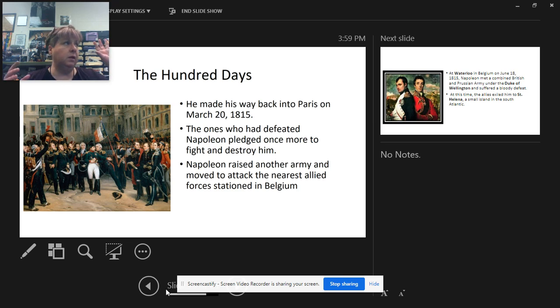So his enemies pledged to fight and destroy him, but he's able to raise another army. And this time he goes to a town in Belgium called Waterloo. And he is ready to fight a battle with Britain, finally, the Duke of Wellington.